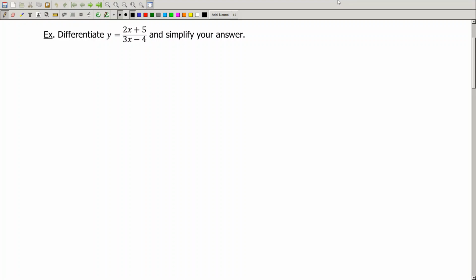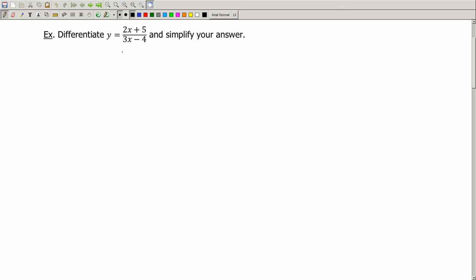Now, in today's lesson, we're going to be talking about the quotient rule. In the previous lesson, we talked about the product rule. The product rule just meant that we had two functions that multiplied. How would we find that derivative, right? That was the product rule. For the quotient rule, this is when you have two functions that are dividing. How do you determine that derivative?